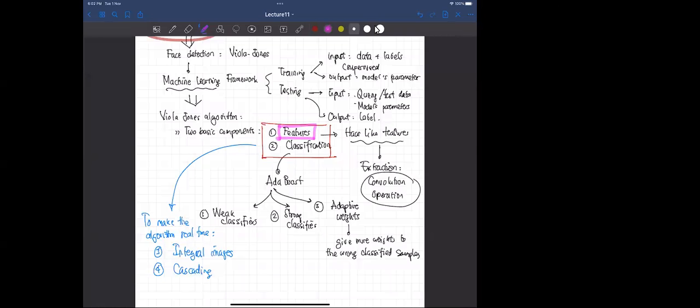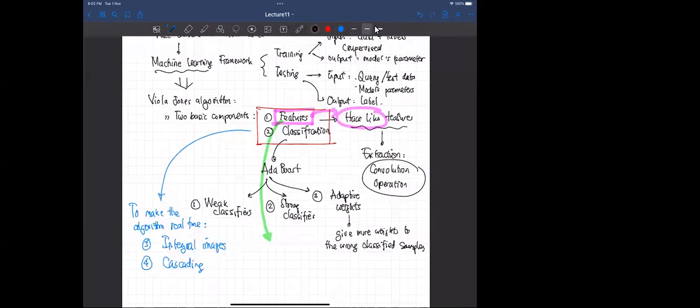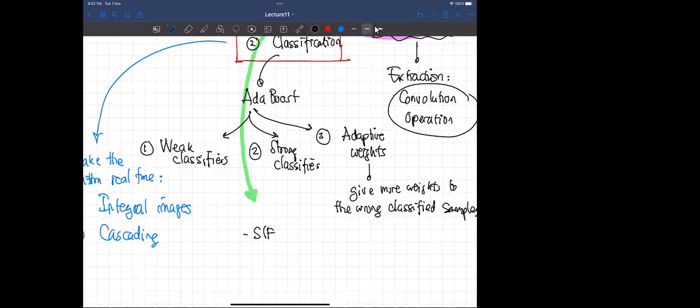So we already have Haar-like features, but aside from these Haar-like features, we also learned other features. What were the other features? SIFT, yes, but before SIFT, we learned HOG. HOG stands for? Yes, histogram of oriented gradients.